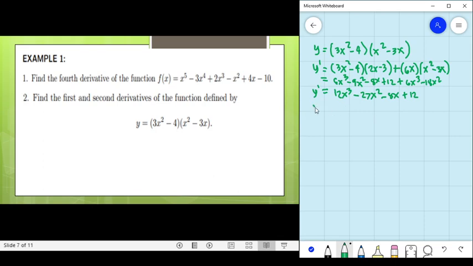So to find the second derivative, it should be the derivative of this, and we have 12x cubed. The derivative of that is 36x squared. Then the derivative of negative 27x squared is negative 54x. And the derivative of negative 8x is negative 8. Okay, so therefore, this is the second derivative.